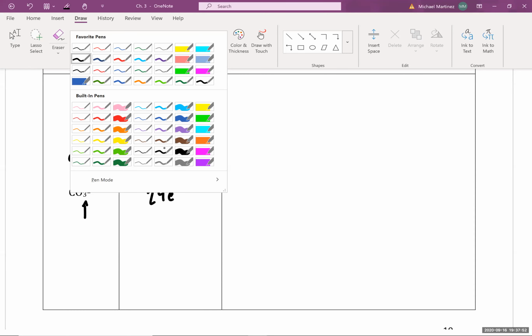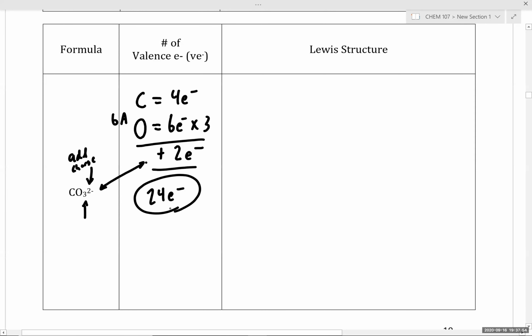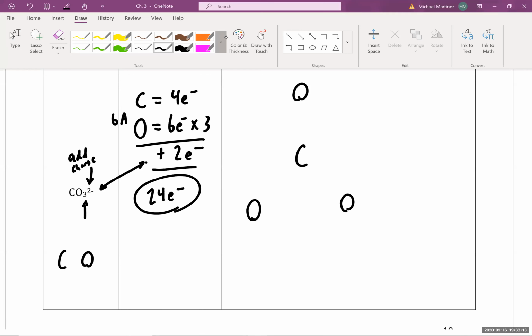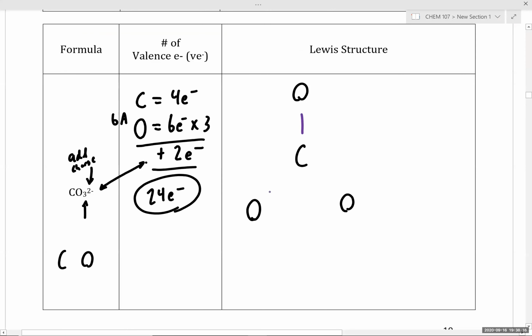Now that we have our electron count, what are we going to put as our central atom? What's our least electronegative atom? Carbon or oxygen? Carbon, yep. So we put carbon in the center and surround it with our 3 oxygens. Now that we have our skeleton, we form 1 bond each. We subtract 2 electrons per bond, so 6 in total, and that gives us 18 electrons.